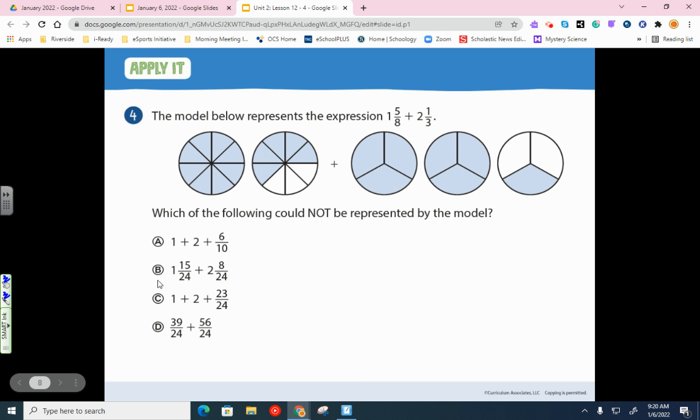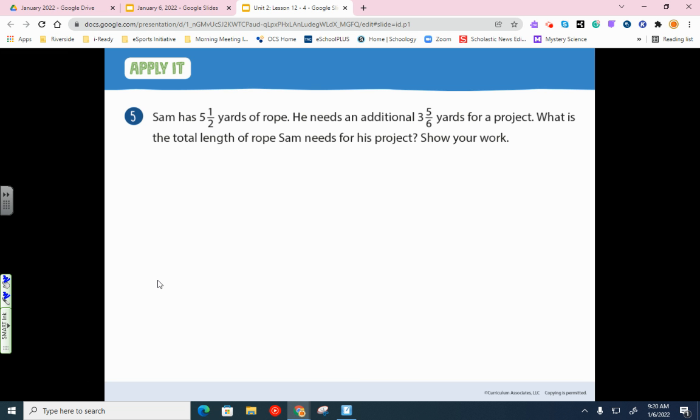All right, we're going to skip 4. Let's do 5. Sam has 5 1/2 yards of rope. He needs an additional 3 5/6 yards for a project. What total length of rope does Sam need for his project? So I've got 2, and I've got 6 as my denominators. Got 2, 4, and 6, and 6. So my common denominator here will be 6.